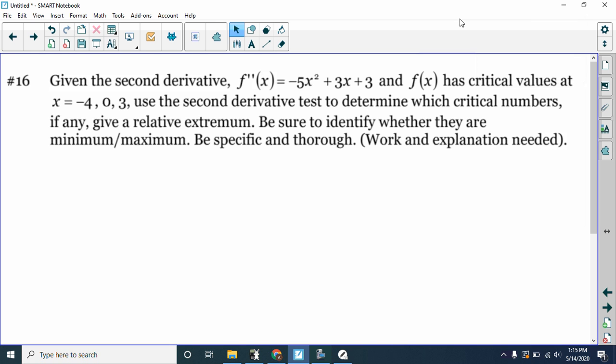Exam study guide number 16. We are given the second derivative of a function and told its critical values. It wants to know which of these are maxes or mins.